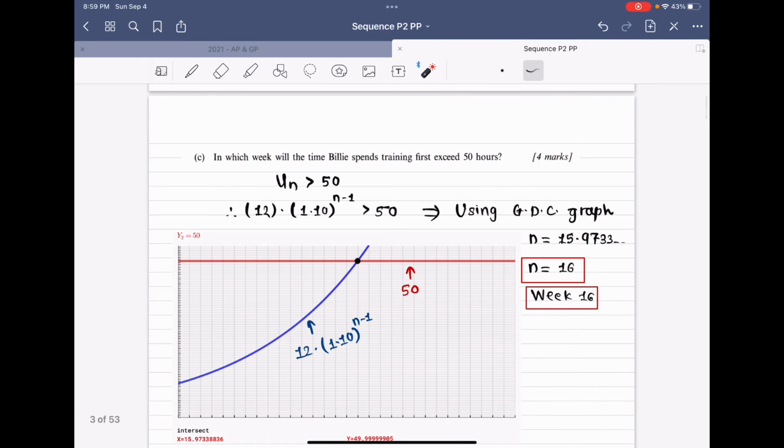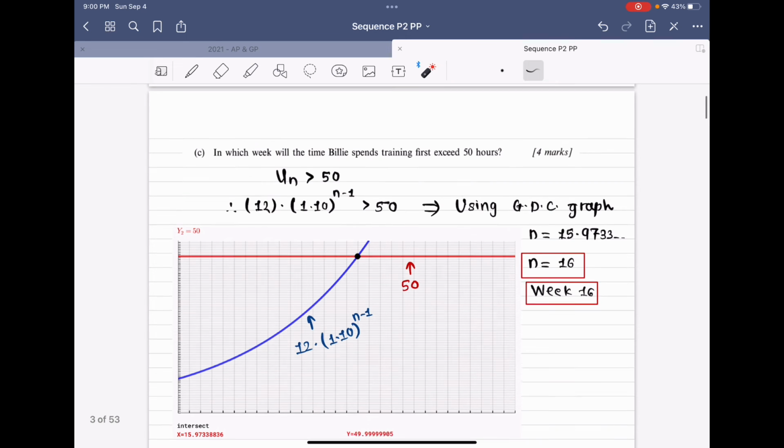Last part. In which week will the time Billy spends training first exceed 50 hours? It's a 4-mark question. So Billy exceeds 50 hours. Billy is which week, that means it's a term formula, not a sum formula. So un should be greater than 50. I know the un formula: u1, which is my 12, times r, which is 1.10, raised to n minus 1, greater than 50. You can do trial and error, but I recommend using a calculator.